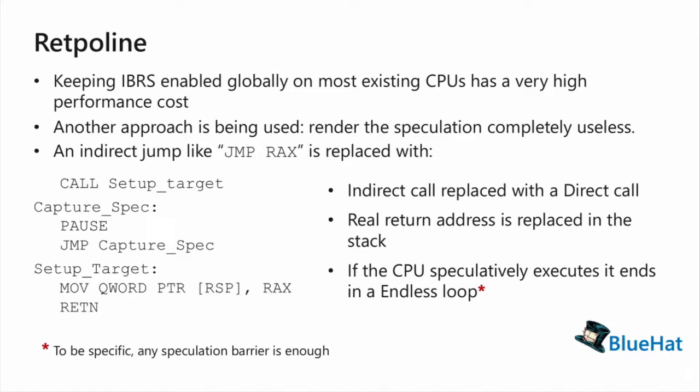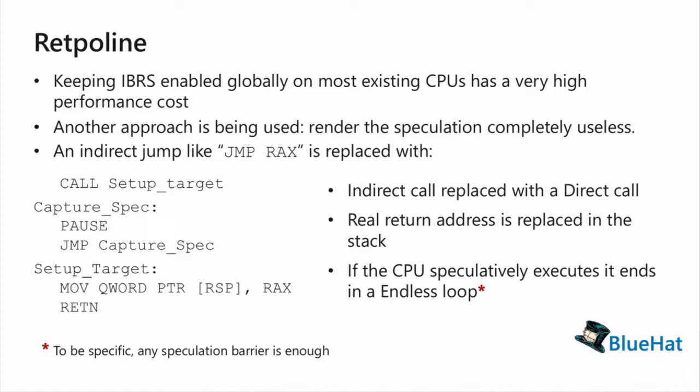Retpoline. Basically, we saw that keeping IBRS on has a very high performance cost on most existing CPUs. So what we did was render the speculation completely useless using Retpoline. As you can see in this slide, let's assume the indirect jump is jmp RAX, simple. RAX contains the target of the jump. We replace the jmp RAX with this code. This code emits a direct call to the setup target. The setup target simply replaces the return address and then does a ret.